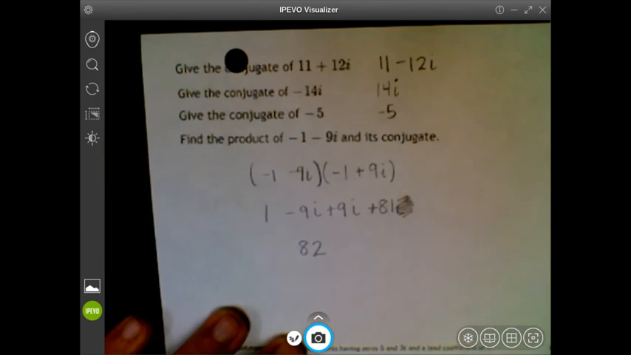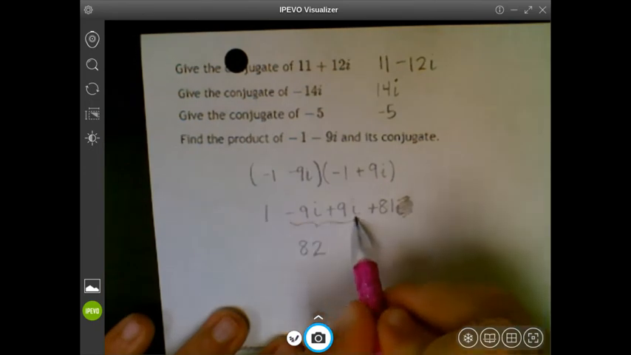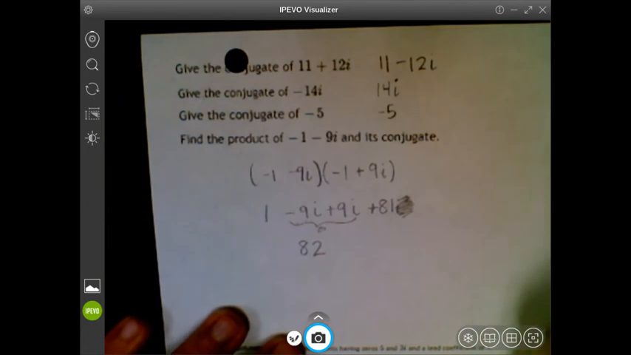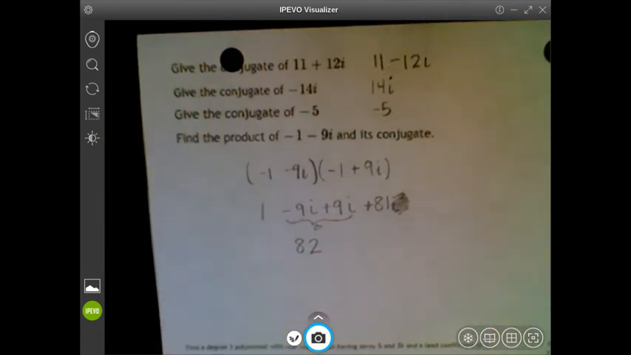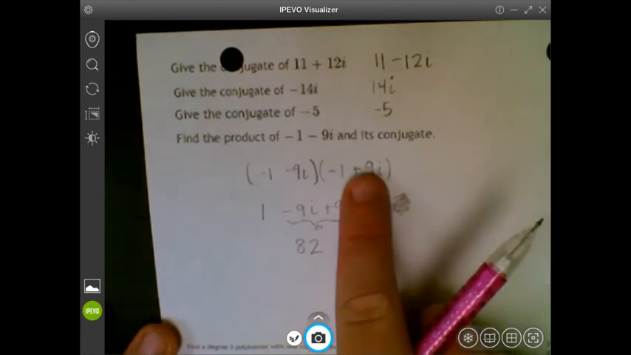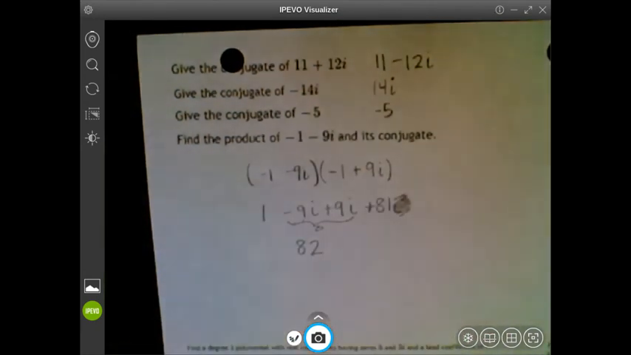And this is the whole purpose of the conjugate, that those two terms in the middle make a 0. They essentially cancel each other out here, right? And so what happens is if you take an imaginary number and you times it by its conjugate, your answer is only a real number. So you can get rid of the imaginary piece there by multiplying by a conjugate.